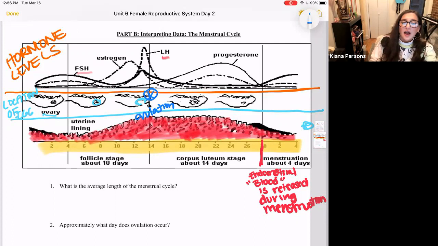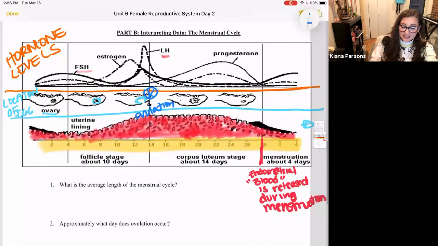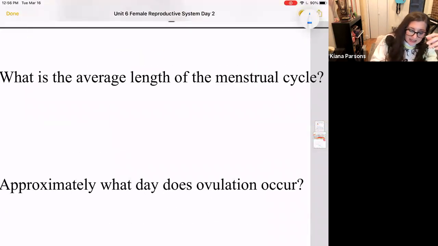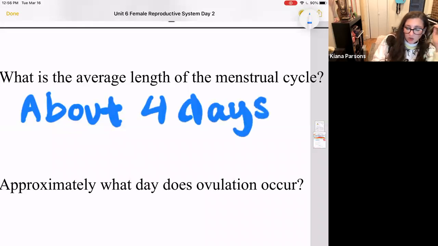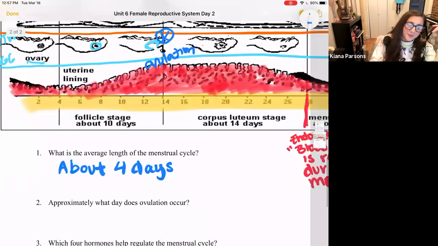So we can see here, the first question asks, what is the average length of the menstrual cycle? And it's about 3 to 7 days. So the average length, like it says here in the diagram, which is what we're going to be using to answer these questions, is about 4 days. It can be a little bit longer or a little bit shorter. And especially when you're very young, when you've just started menstruating, it's very common that you might not menstruate for a month, or you might have a longer menstrual cycle, a shorter menstrual cycle, as your body is developing and your hormone levels are becoming more consistent.